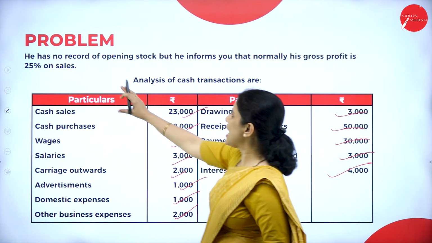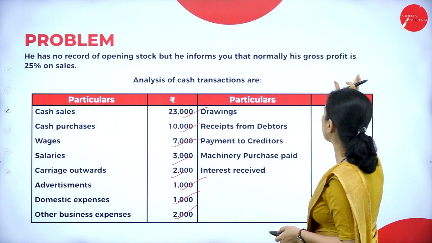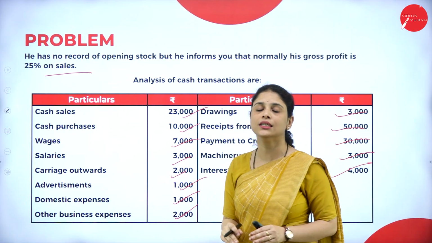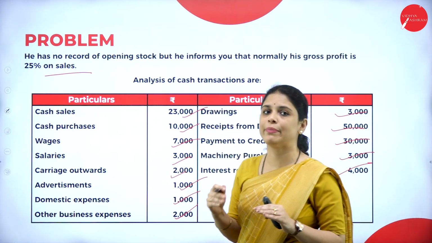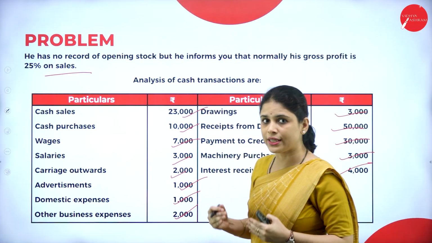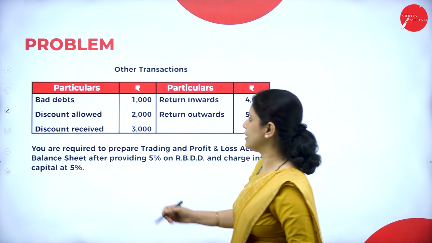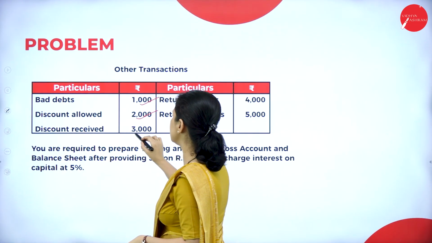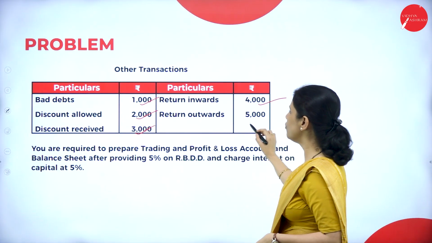So here there is no record of opening stock, but it informs that normally his gross profit is 25% on sales. That means the gross profit percentage is given. How much is that? 25% on sales. By using this we can calculate the opening stock. Other transactions are given: bad debt 1,000, discount allowed 2,000, discount received 3,000, return inwards 4,000, return outwards 5,000.